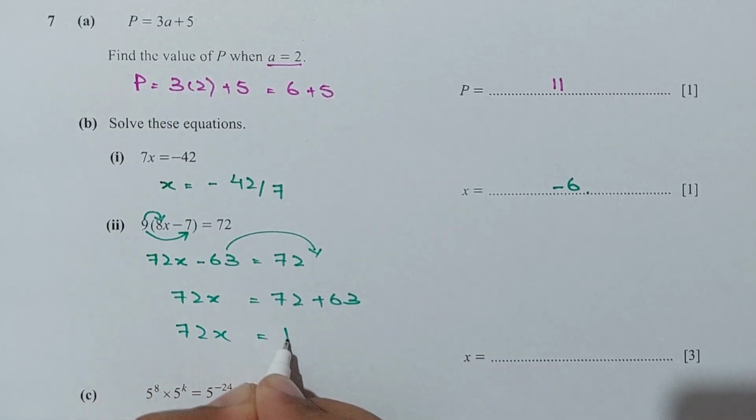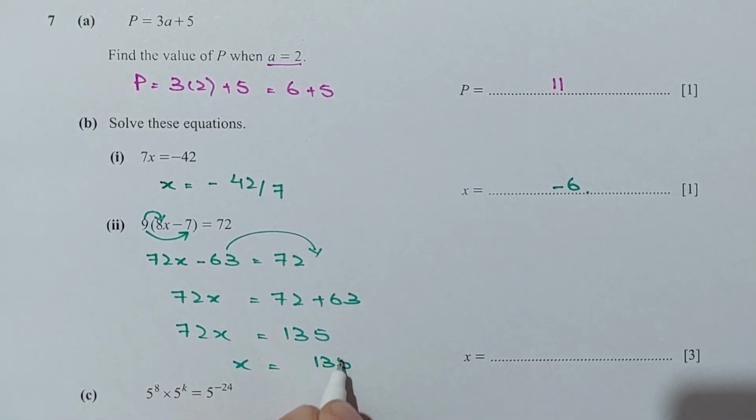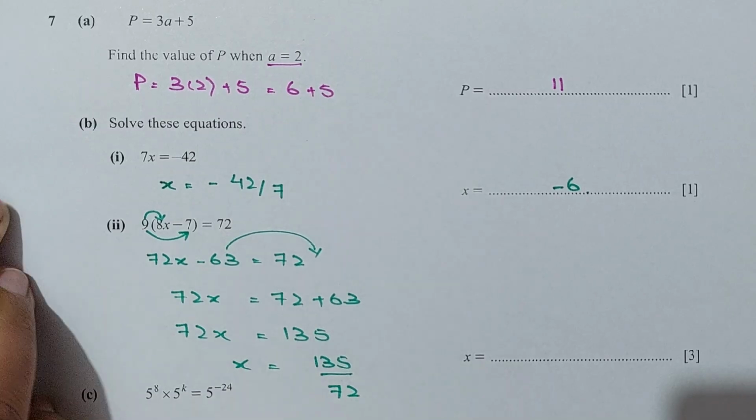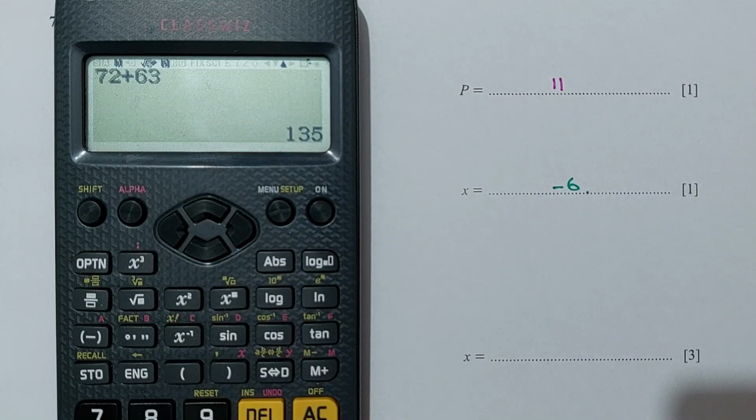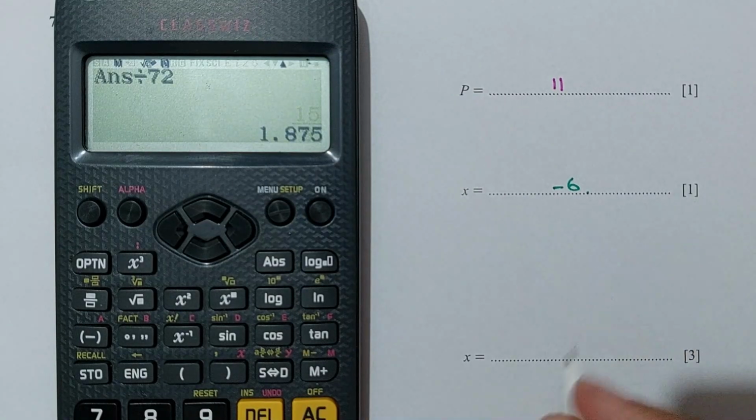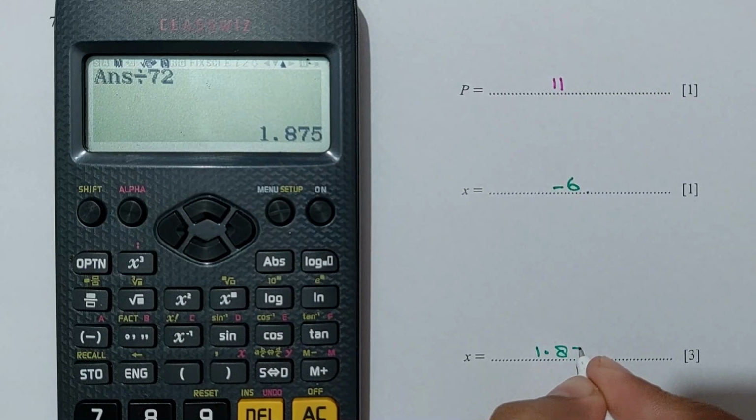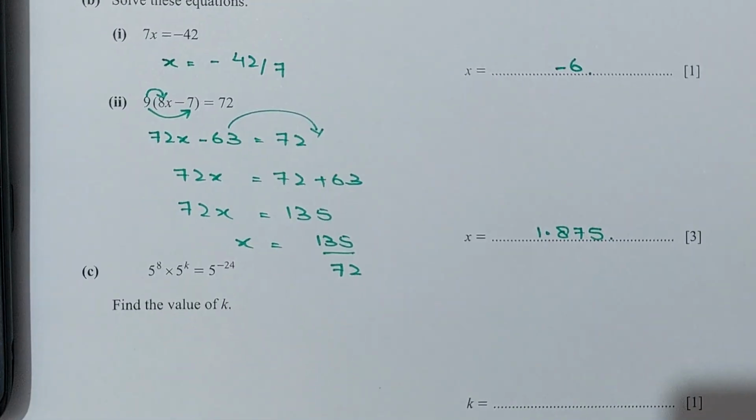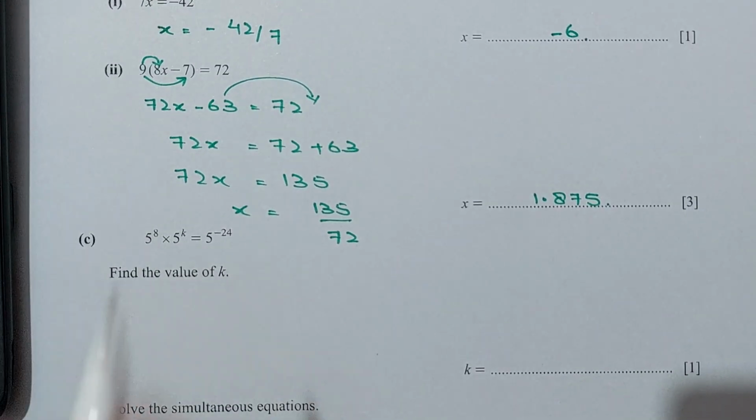72x equals 135. So what is x? x would be equal to 135 divided by 72. Dividing by 72, this would be 1.875.